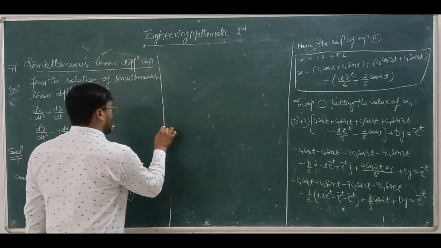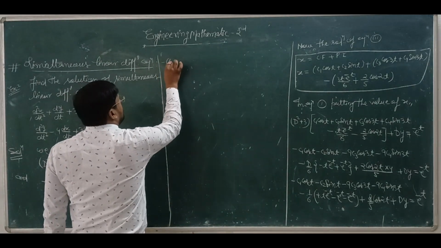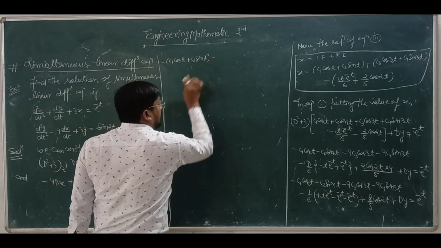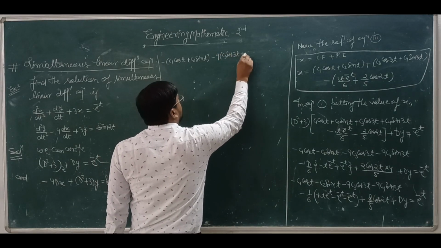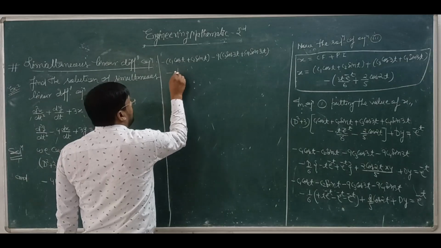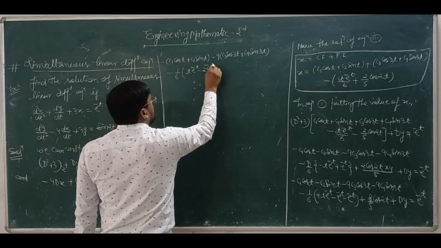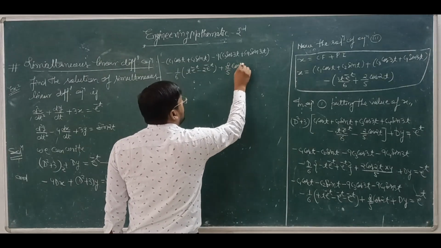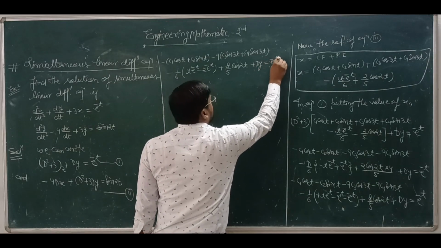To continue this step, you can write, first of all, minus c1 cos t minus c2 sin t minus 9 c3 cos 3t minus c4 sin 3t, minus 1 by 6 t e to the power minus t minus 2 e to the power minus t plus 8 upon 5 cos 2t plus Dy is equal to e to the power minus t.